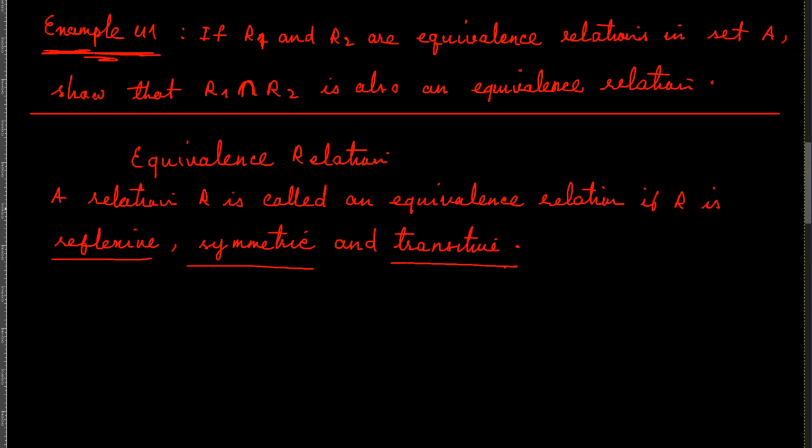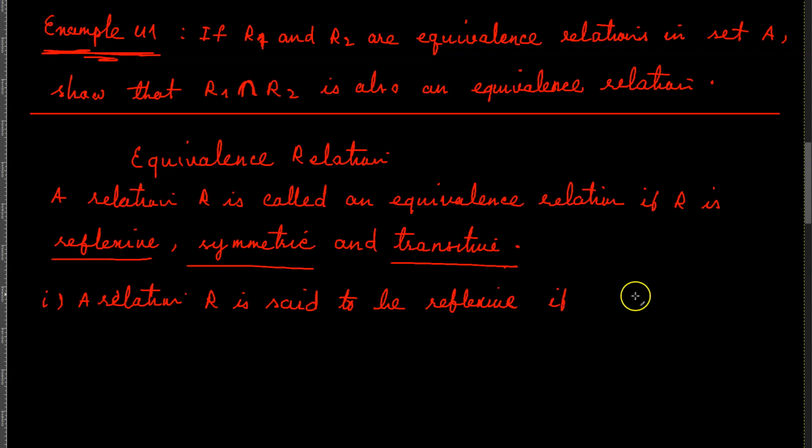So we said that, number one, a relation R is said to be reflexive if (a, a) belongs to R for every a belonging to A. And here we are assuming that this relation is defined on some set A, right?